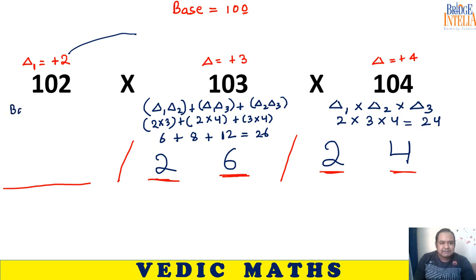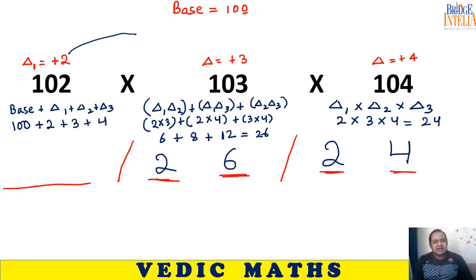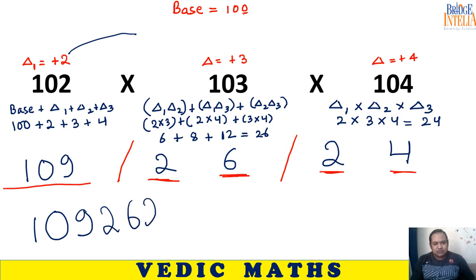In first blank space, what you have to write? Base plus sum of all the three deviation. Delta 1 plus delta 2 plus delta 3. So base is 100. First deviation 2. Second deviation 3. Third deviation 4. So 102, 105, 109. So now you have filled all the blank spaces. That means your answer is ready. Answer is 1092624.